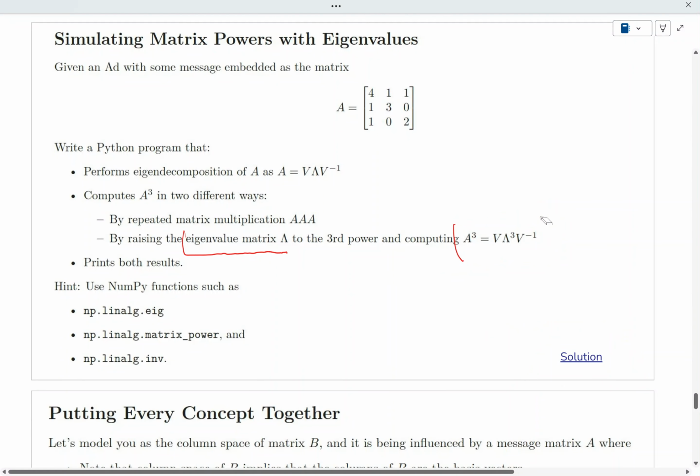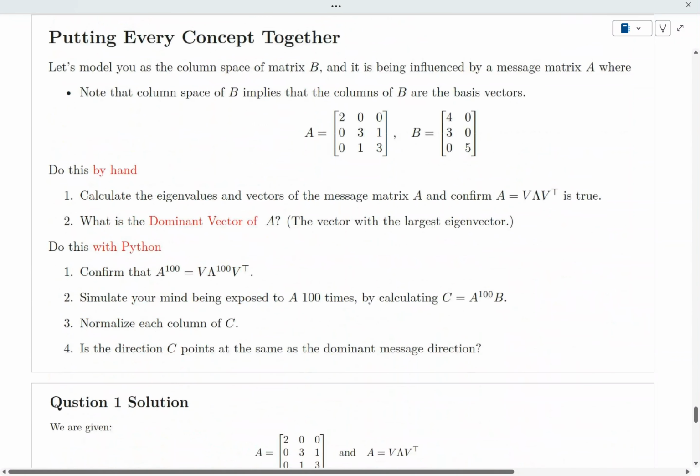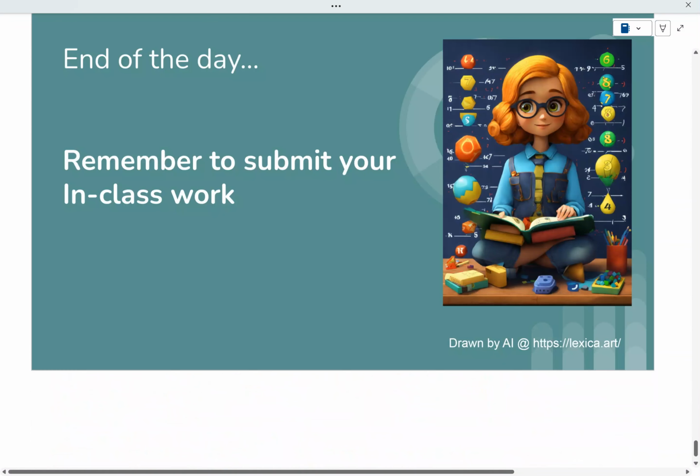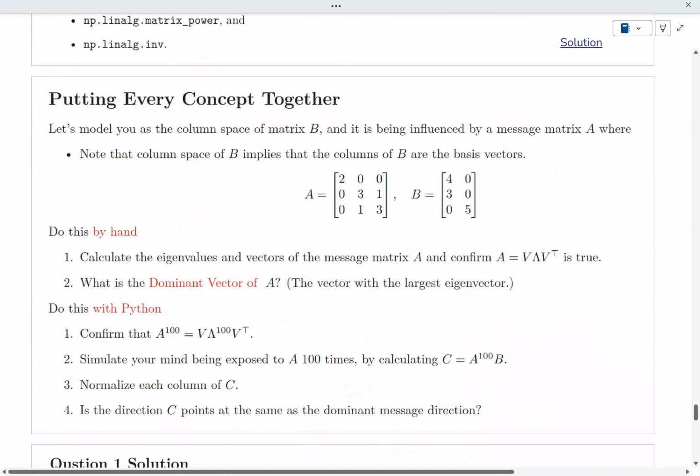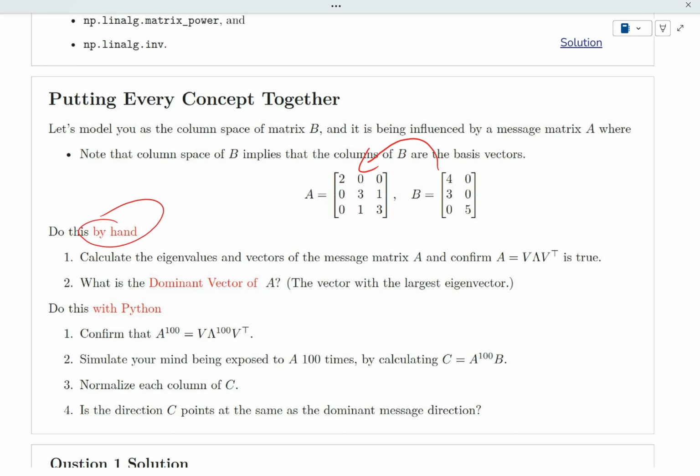And for our final exercise of the day, yeah, this is the final. Your goal is that here's a message, and this is you, right? This is you. And you are being exposed and bombarded by this message over and over and over again. What I want you to do is, by hand, calculate the eigenvalues and eigenvectors of the message. And then I want you to confirm that A is indeed equal to this decomposition.